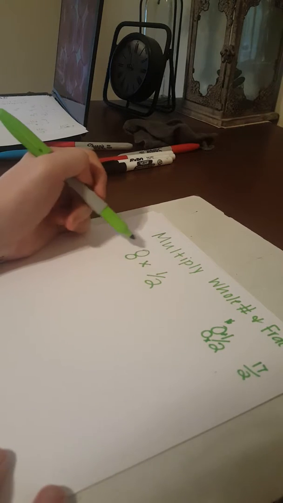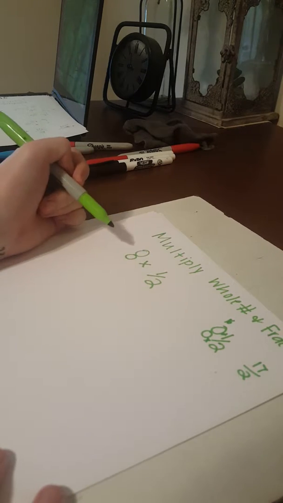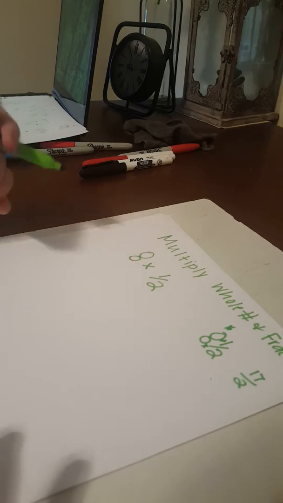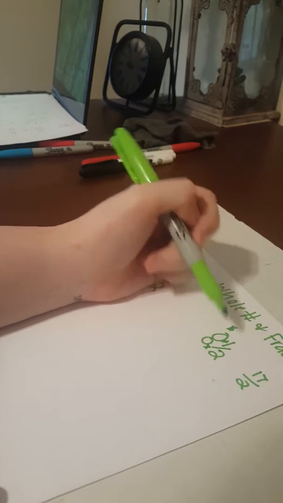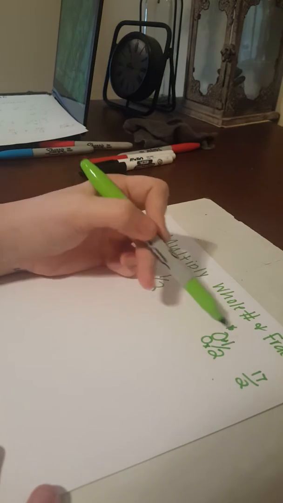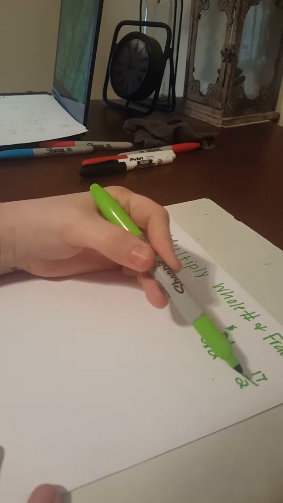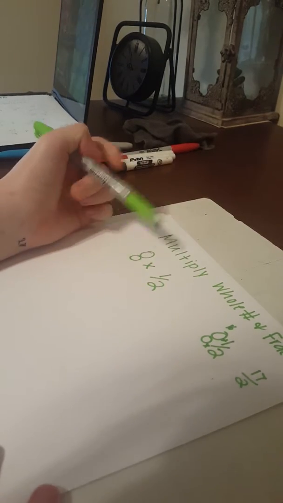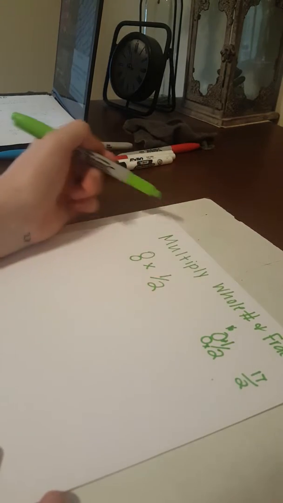If I had 8 halves of a candy bar, I know when I add it all back up, I really only have 4 whole candy bars, not 8 whole candy bars and half of another. Okay, they're very different, so I cannot think about converting to an improper fraction. I have to think about how do I multiply a whole number by a fraction.